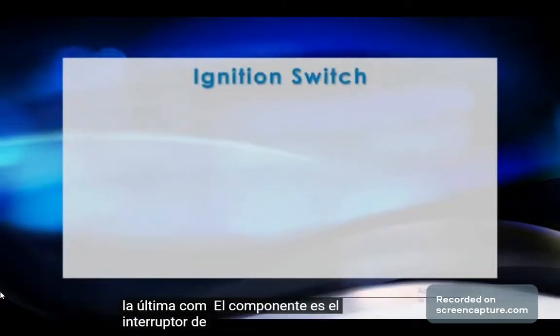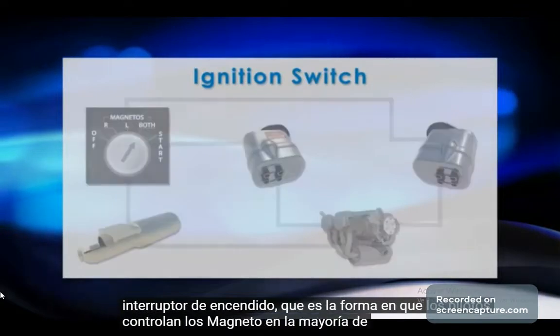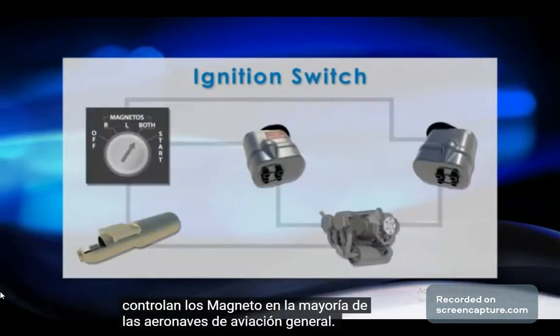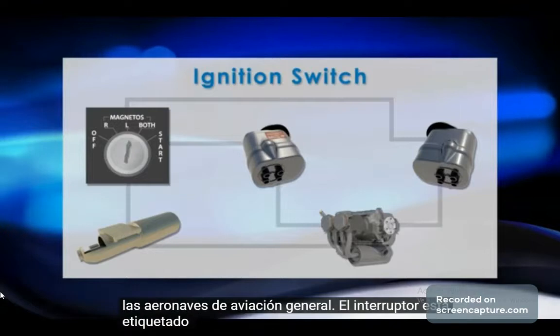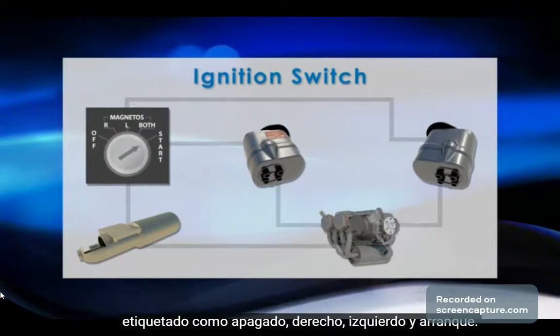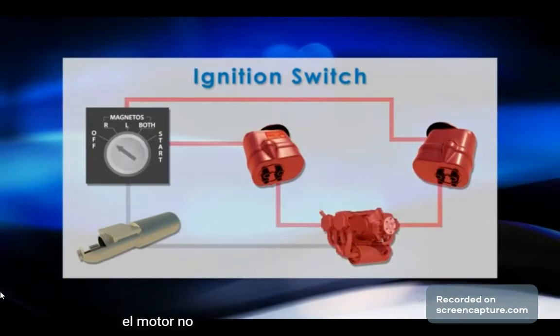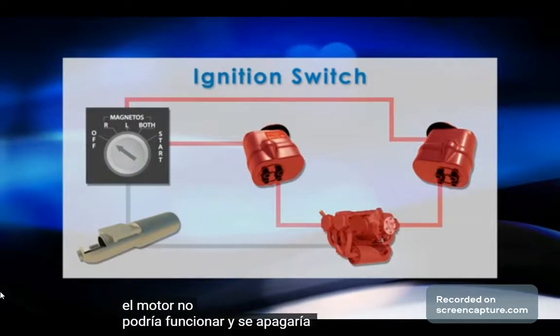The last component is the ignition switch, which is the pilot's way of controlling the magnetos. In most general aviation aircraft, the switch is labeled off, right, left, both, and start. If the switch was to be placed off, then the magnetos would not be able to power the spark plugs. Therefore, the engine would not be able to run and it would turn off.